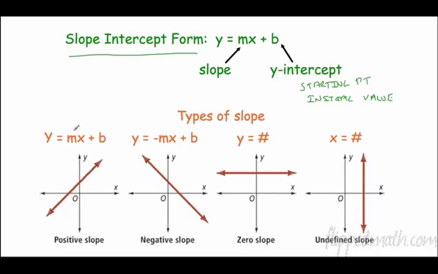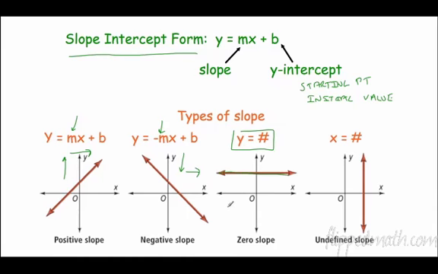All right. And remember, when we have different types of slope, if m is positive, the line is always going to go up and to the right. All right. If m is negative, it's a negative slope. That means it's always going to go down and to the right. If we just have the equation y equals a number, no x, in other words, there's no slope. It's a zero slope, and that's going to be a horizontal line going left to right.